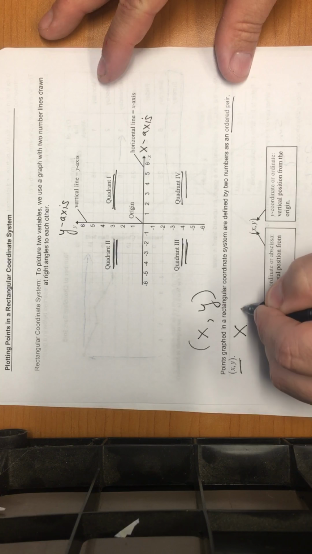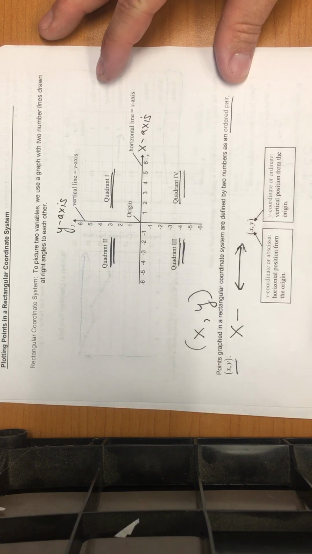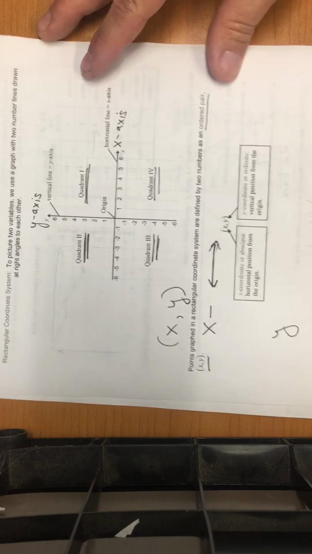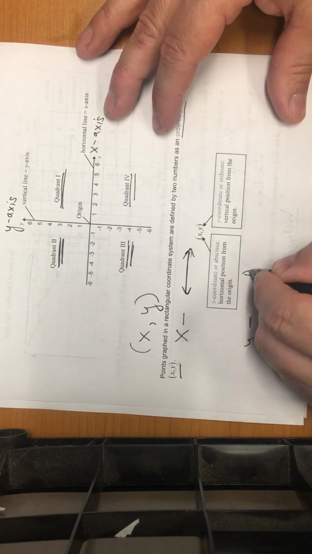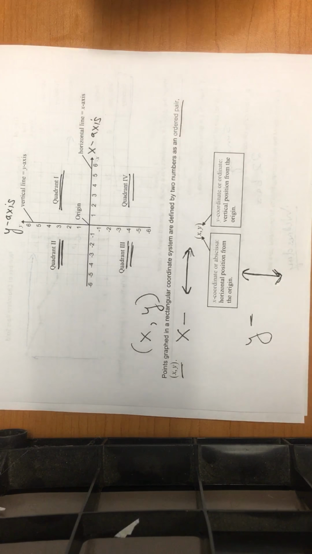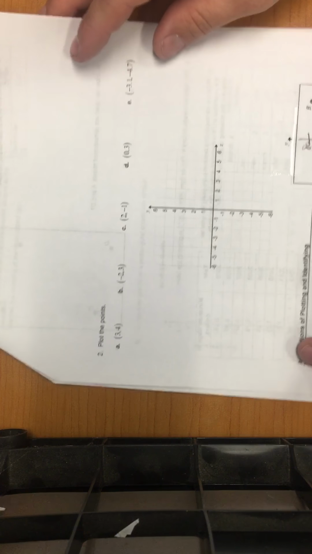The X is going to represent how far we go along the X axis or the horizontal axis. And the Y value is going to represent how far we go up and down, how far we go vertically along the Y axis. So we're always going to have two numbers. One's going to give us our X value, and one is going to give us our Y value. Let's actually graph a couple.